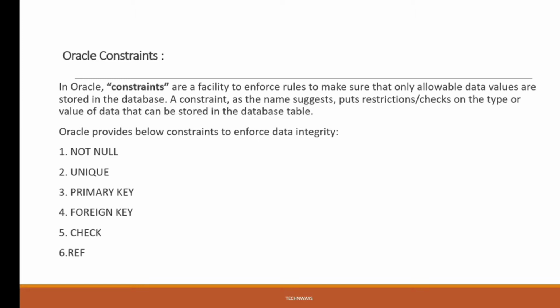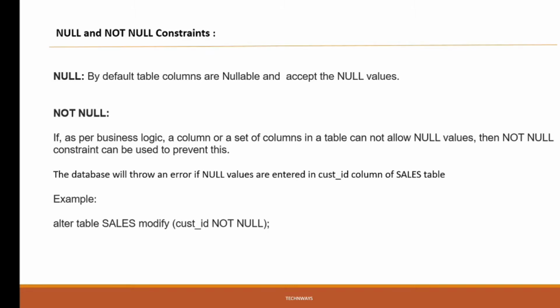Okay, so basically what types of constraints are we going to discuss here? Not null, null, unique, primary, foreign, check, and reference constraints. First, null. By default, when we add a column in a table, it is automatically considered nullable, meaning the column may contain null values. So by default, null values are acceptable. If a null value is there, the table will accept it for any column.